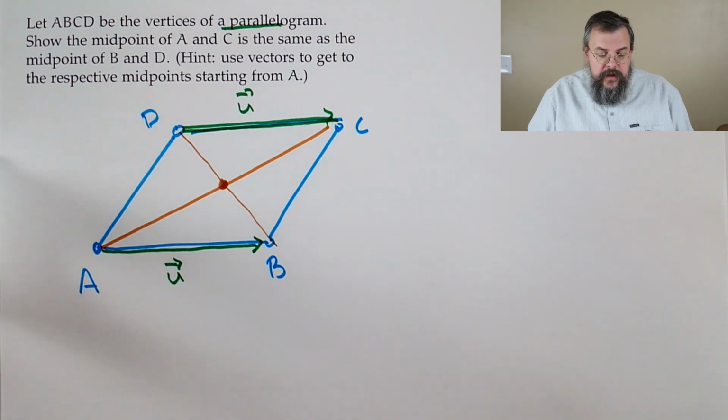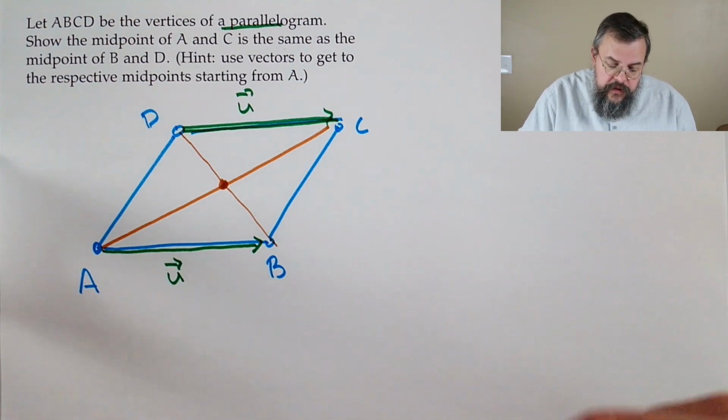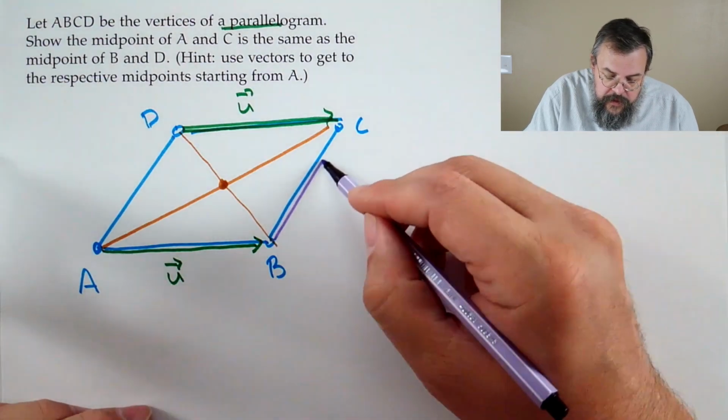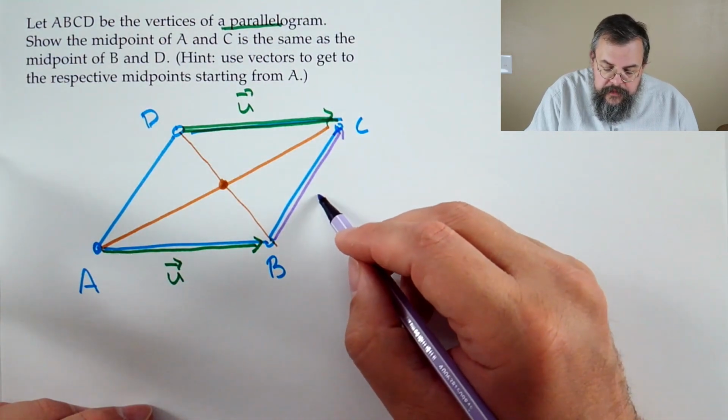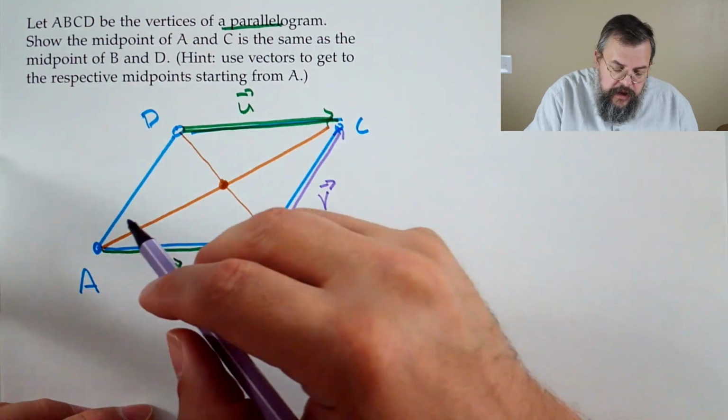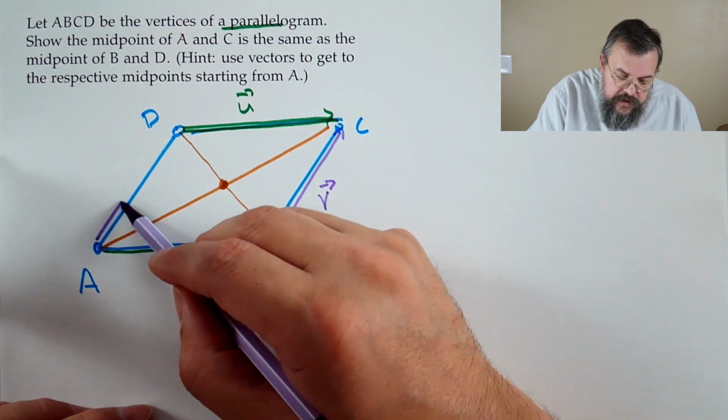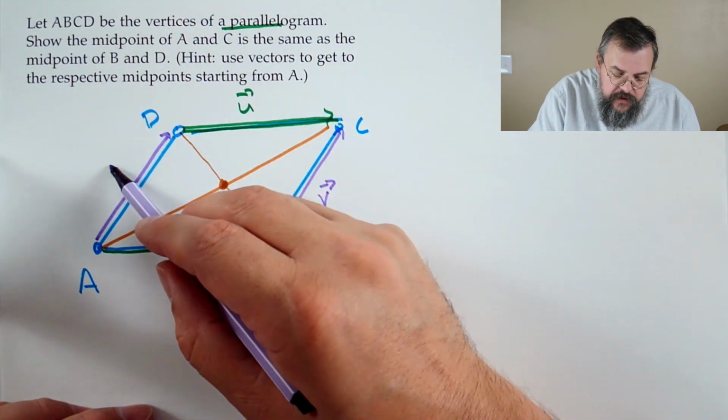On the other hand, we say, well, this vector going up here, we'll call that vector V. And of course, since things are parallel, over here, this is also V.